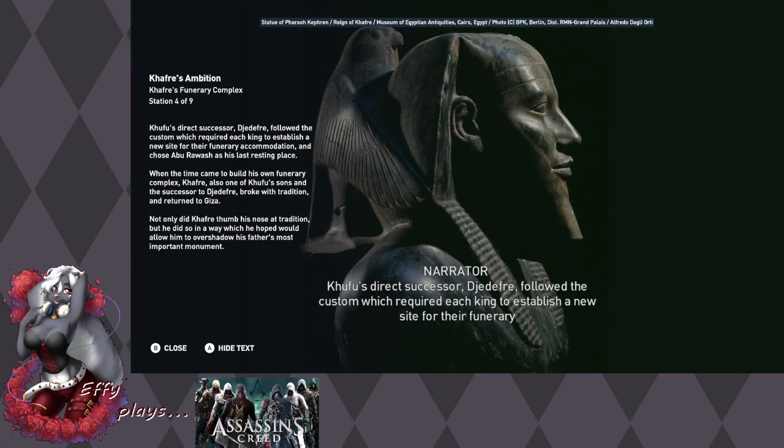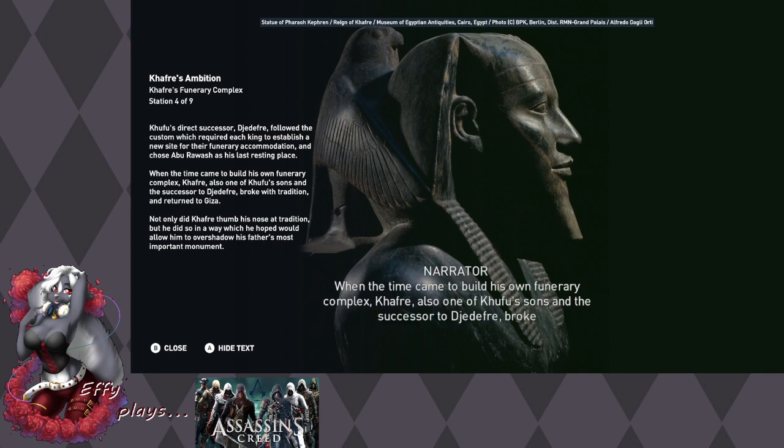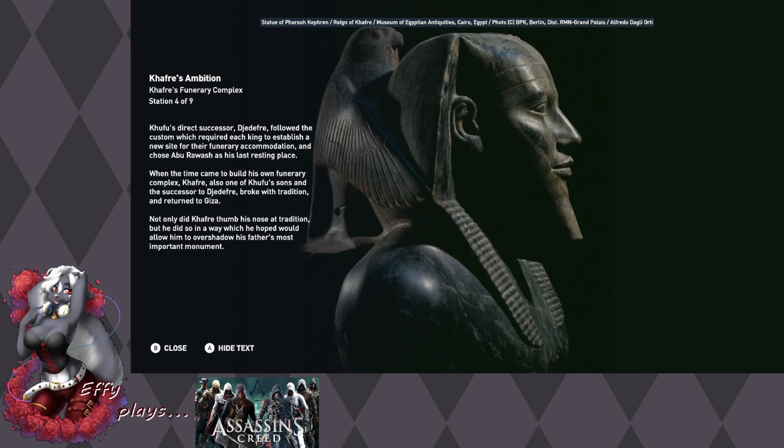Khufu's direct successor, Jedefre, followed the custom which required each king to establish a new site for their funerary accommodation, and chose Abu Rawash as his last resting place. When the time came to build his own funerary complex, Khafre, also one of Khufu's sons and the successor to Jedefre, broke with tradition and returned to Giza. Not only did Khafre thumb his nose at tradition, but he did so in a way which he hoped would allow him to overshadow his father's most important monument.